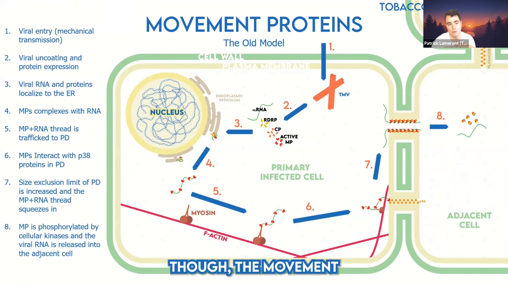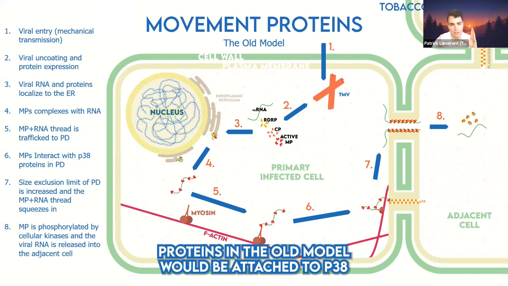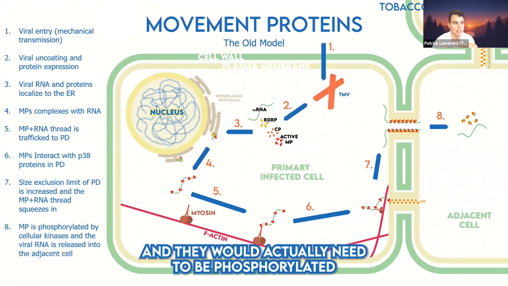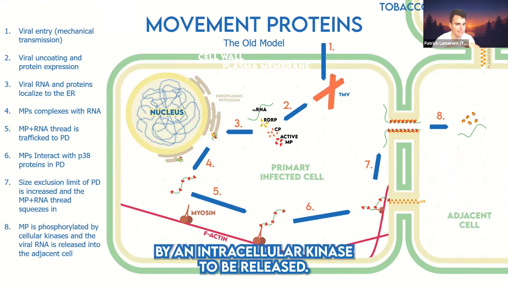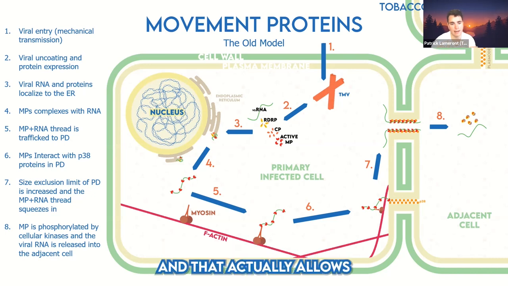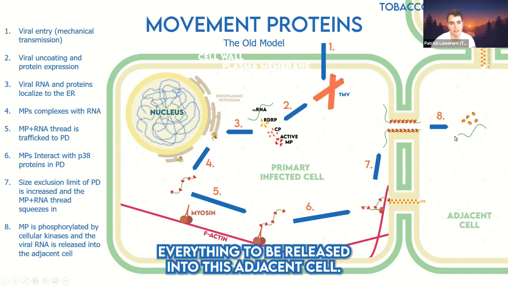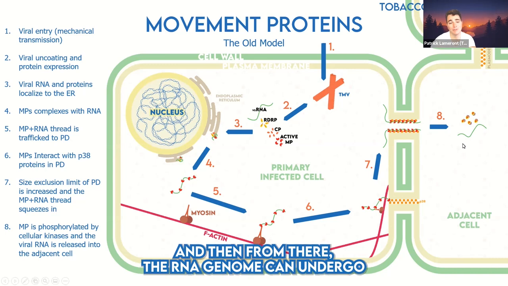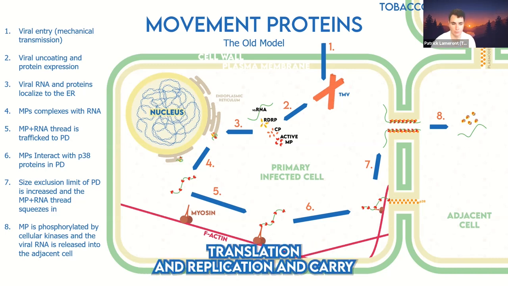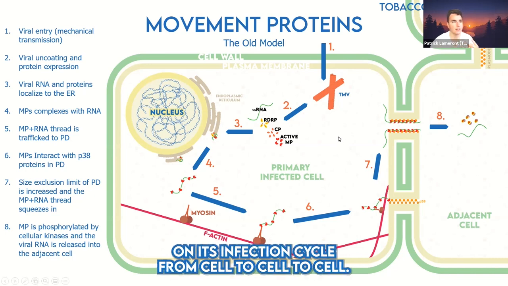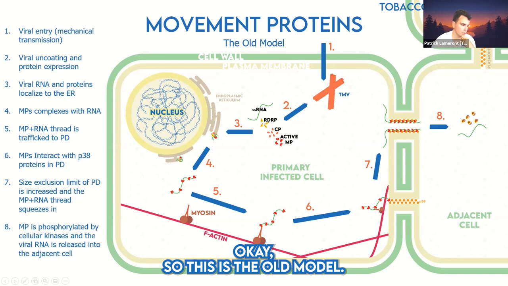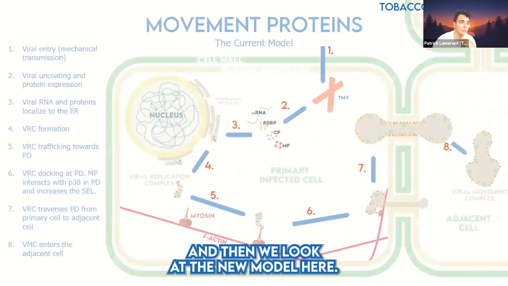At this point, though, the movement proteins in the old model would be attached to p38, and they would actually need to be phosphorylated by an intercellular kinase to be released, and that actually allows everything to be released into this adjacent cell. And then from there, the RNA genome can undergo translation and replication and carry on its infection cycle from cell to cell to cell. Okay, so this is the old model, and then we look at the new model here.